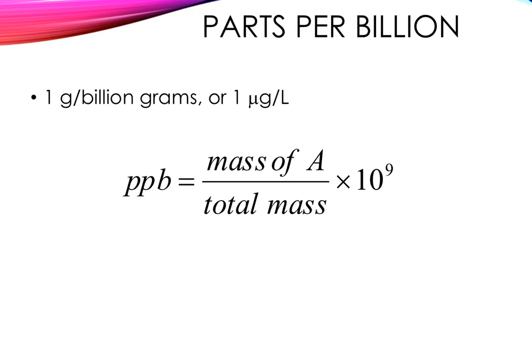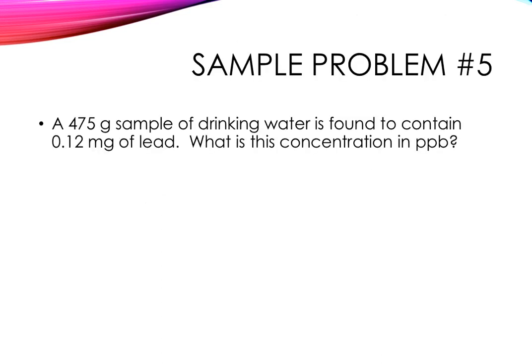Parts per billion is a very similar kind of approach. It could be 1 gram per billion grams or a microgram per liter, or the mass of what you want over the total mass times 10 to the 9th. Again, just pay attention to your units to make sure that you're doing them correctly. I don't anticipate you'd see this on the AP exam, but you will see it in everyday life. So, for example, a 475 gram sample of drinking water is found to contain 0.12 milligrams of lead. What's the concentration in parts per billion?